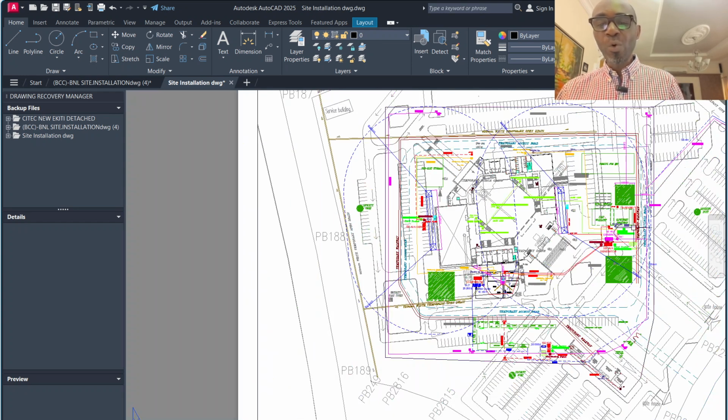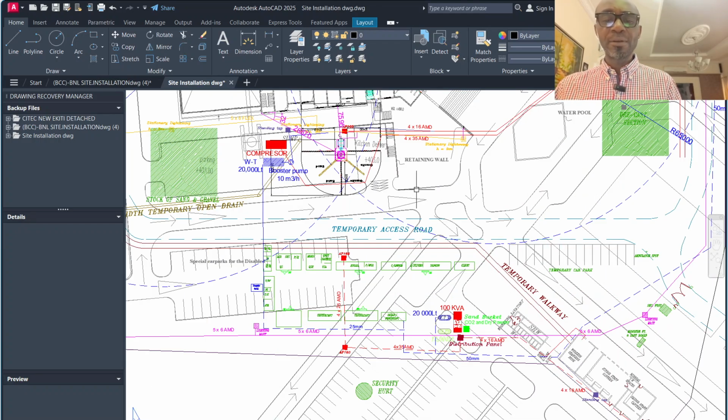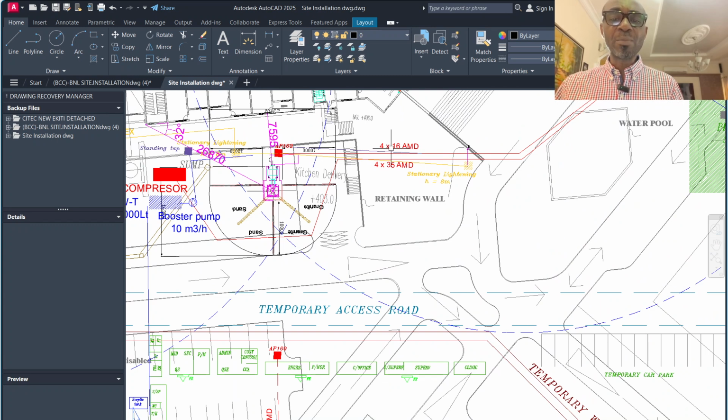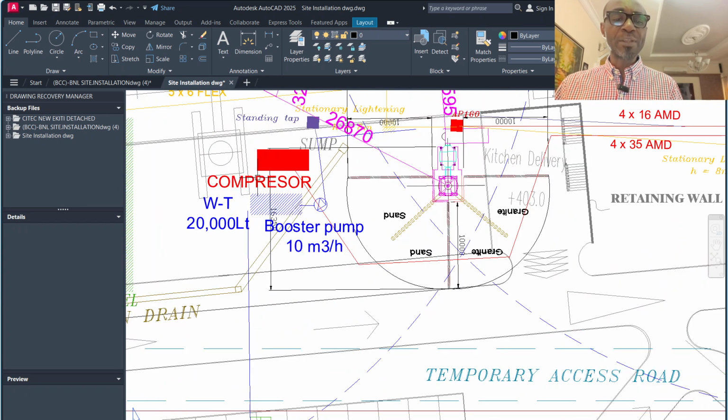So it can cover the whole of the building, the proposed building. And if you go inside, you see the cable, 4x16, 4x35 armored cable. You have a compressor here. You have a water tank, 20,000 liters. You have a booster pump that boosts 10 meter cube in 1 hour.